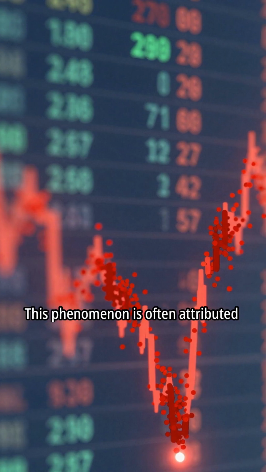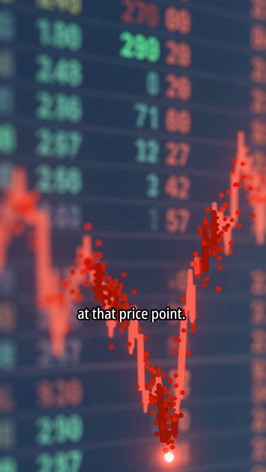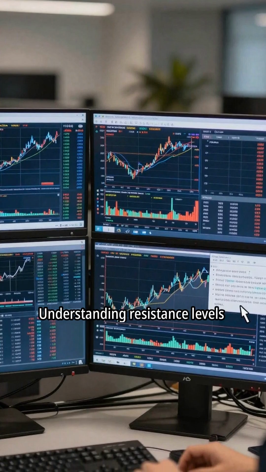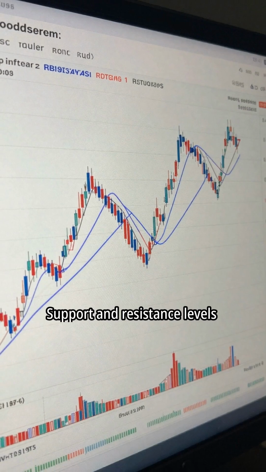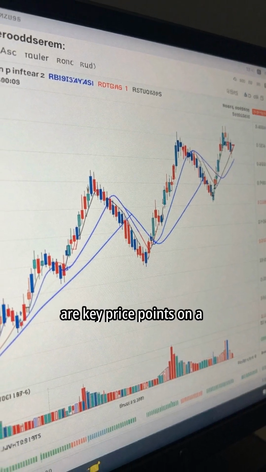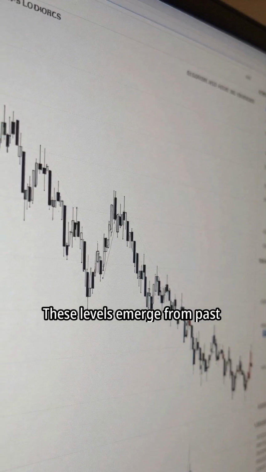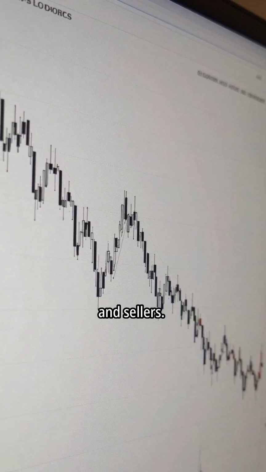This phenomenon is often attributed to a concentration of sellers at that price point. Understanding resistance levels is crucial for traders in making informed decisions. Support and resistance levels are key price points on a trading chart. These levels emerge from past interactions between buyers and sellers.